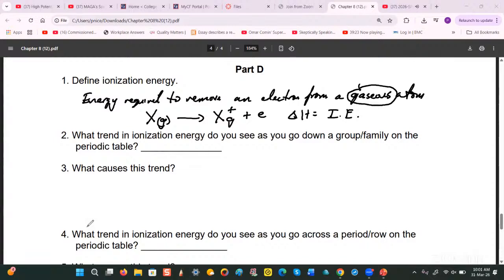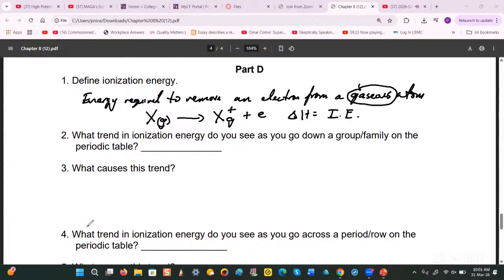Question number 2 says, what trend in the ionization energy do you see as you go down a group on the periodic table? So we're talking about going down any group, right? Now, remember what I said earlier with respect to atomic size. As you go down any group, the atomic size increases, which means that the distance between the nucleus and the valence electron increases. So my question to you is, what do you think would be the trend in terms of the ionization energy, remembering that the ionization energy is the energy needed to remove that valence electron? So if it's only your first energy, it would be decreasing. Exactly.